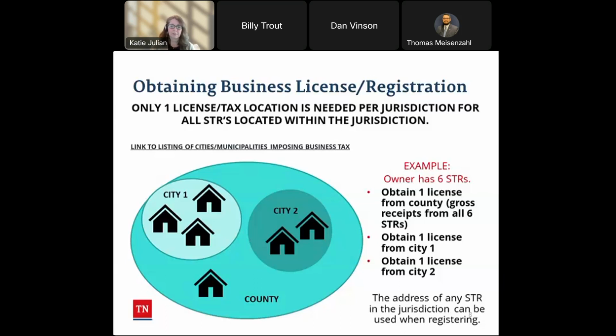And like Billy said, if you do sell a property and the address that we have in our system, or the address that you use to register, let's say, for example, you've got city number 1, Gatlinburg, you've got 3 short-term rentals over in city number 1, and you used one of those addresses to register for that jurisdiction, and you sell that one, you'll want to contact your city clerk and us, the Tennessee Department of Revenue, to let us know that one is no longer in there, because you're going to need a new address for that jurisdiction in our system.